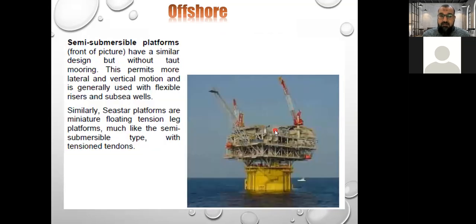The other type is called the semi-submersible platform. This kind of offshore platform has a similar design, but without mooring. This permits more lateral and vertical motion. So they can move vertically, and they can move laterally as well. They have the flexibility to go up and down, depending on the sea current and the winds. They can go up and down, and it also depends on the well. If the well requires it, they can have this kind of flexibility.